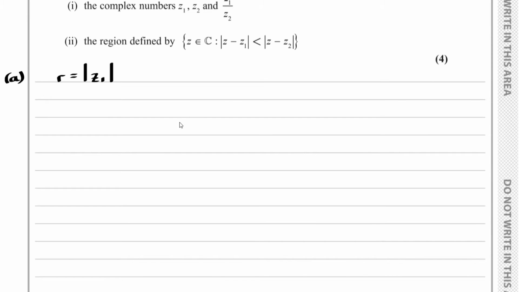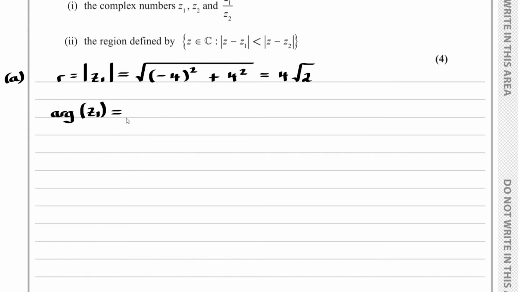So for part A, we can begin by working out the value of r, that's the modulus of z, which is equal to the square root of negative 4 squared plus 4 squared, which is equal to 4 root 2. We can now work out the argument of z1, that's equal to the inverse tan of 4 over negative 4, but then we add on pi because we want our solution to be in between 0 and 2 pi. And if we work this out, we get 3 pi over 4.